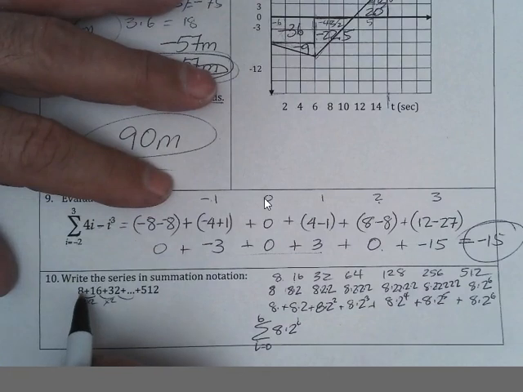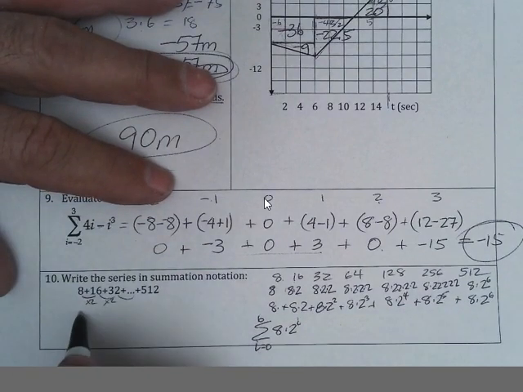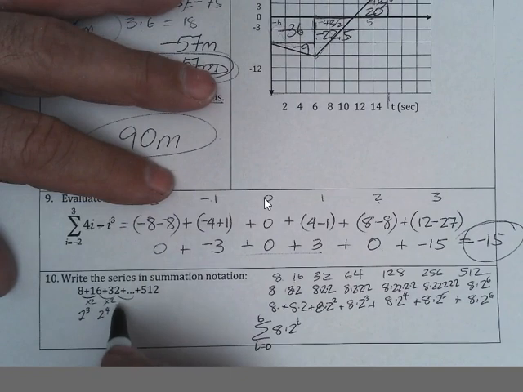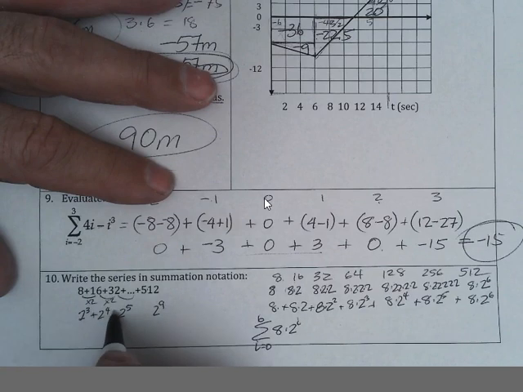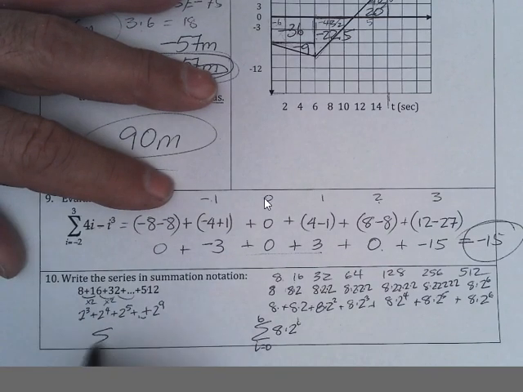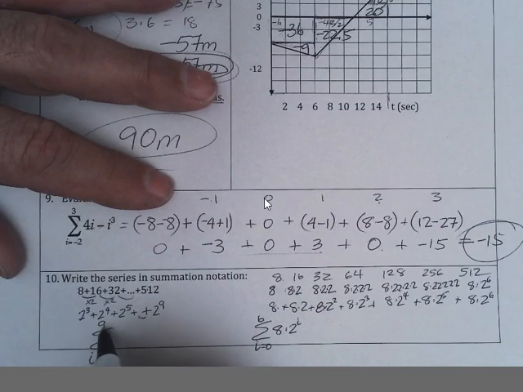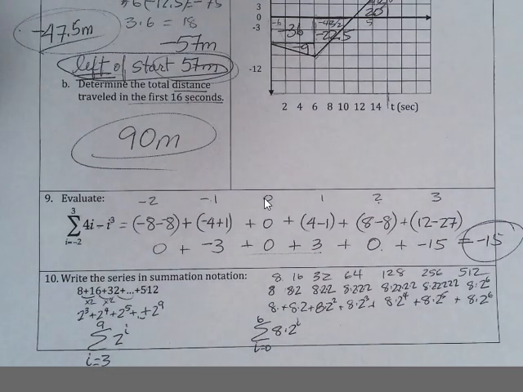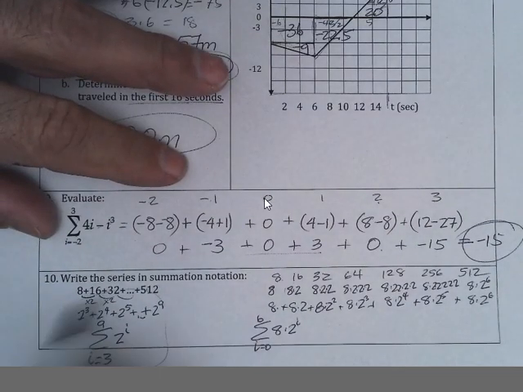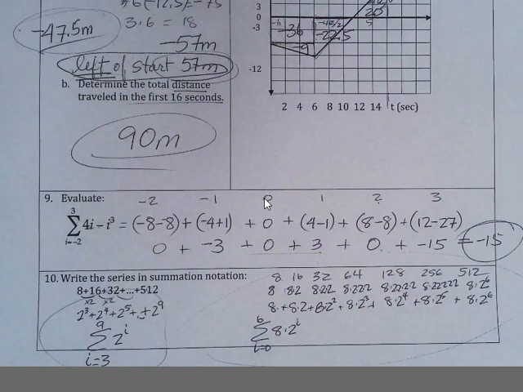Now, some people might have recognized these as 8 is 2 to the third, 16 is 2 to the fourth, 32 is 2 to the fifth, and 512 is 2 to the ninth, if they know their powers of 2. So we could have written this as i starting at 3 and going to 9 of just 2 to the i. And there's other ways to write it, but those might be the two most common for this one.